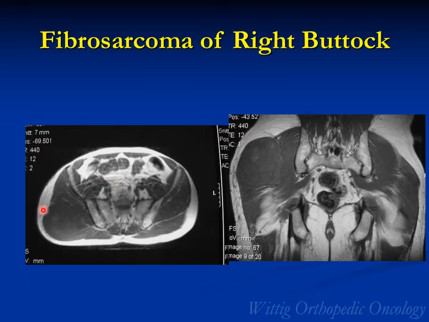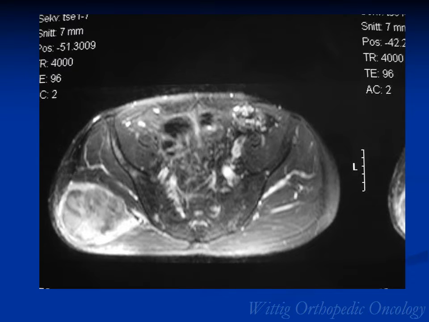This is showing you a fibrosarcoma of the right buttock. T1 weighted images, similar in signal intensity to muscle. But you really can't say just based on this image that this is a fibrosarcoma. It could be an MFH, a leiomyosarcoma, a pleomorphic liposarcoma, or a round cell liposarcoma. This is the T2 weighted image, which shows you a heterogeneous mass, the high signal areas being necrosis and hemorrhage.